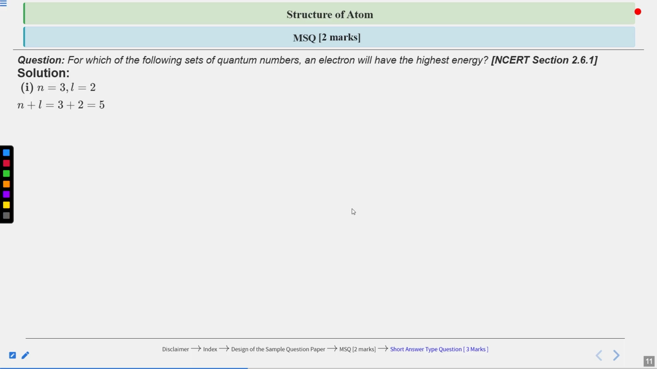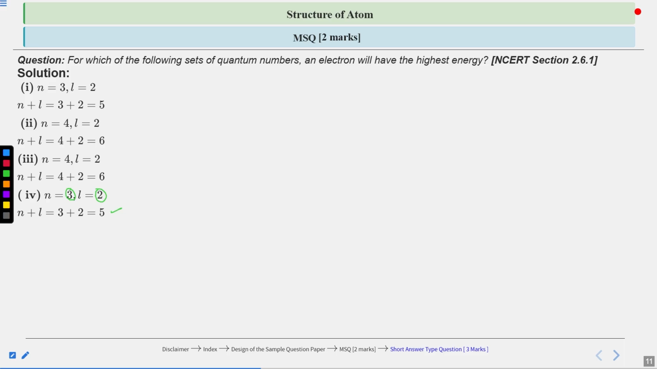So if you do this for the first set, you will get it as 5. Similarly, for the second set, the principal quantum number is 4, the azimuthal quantum number is 2, therefore the value of n plus l is 6. Third one, the value of the principal quantum number and the azimuthal quantum number is again the same for both of these. For the last one, the value of n is 3 and l is 2, therefore n plus l value is 5.